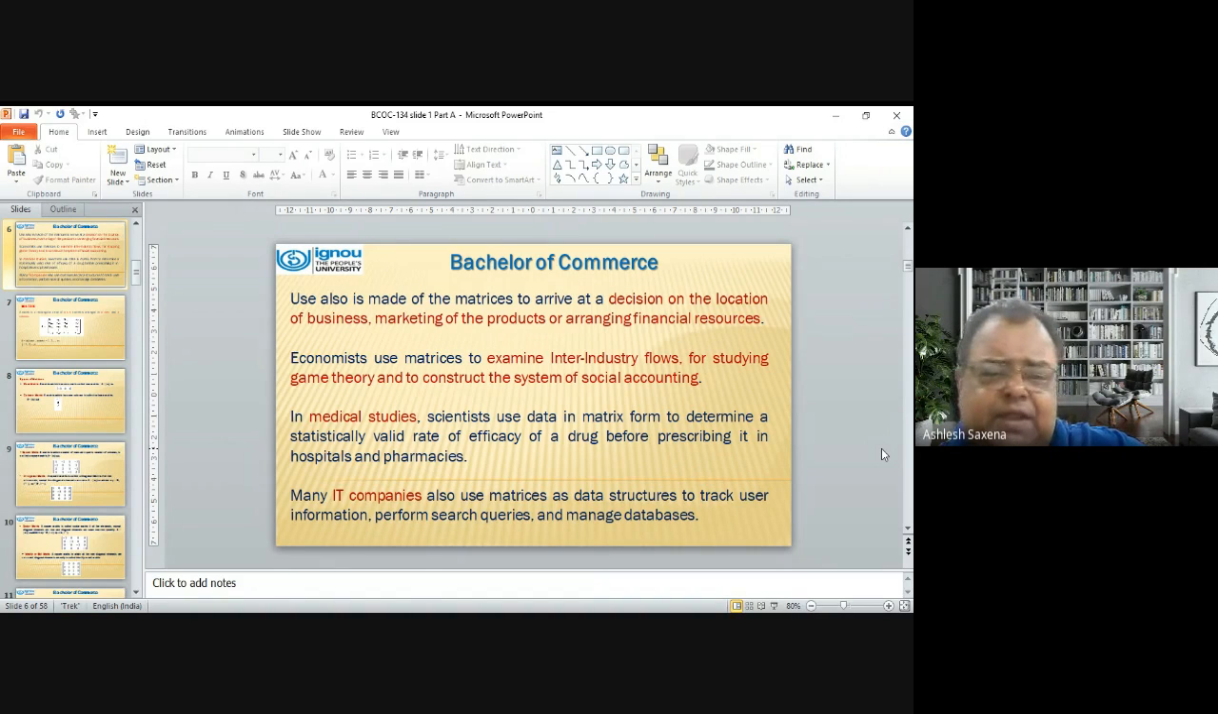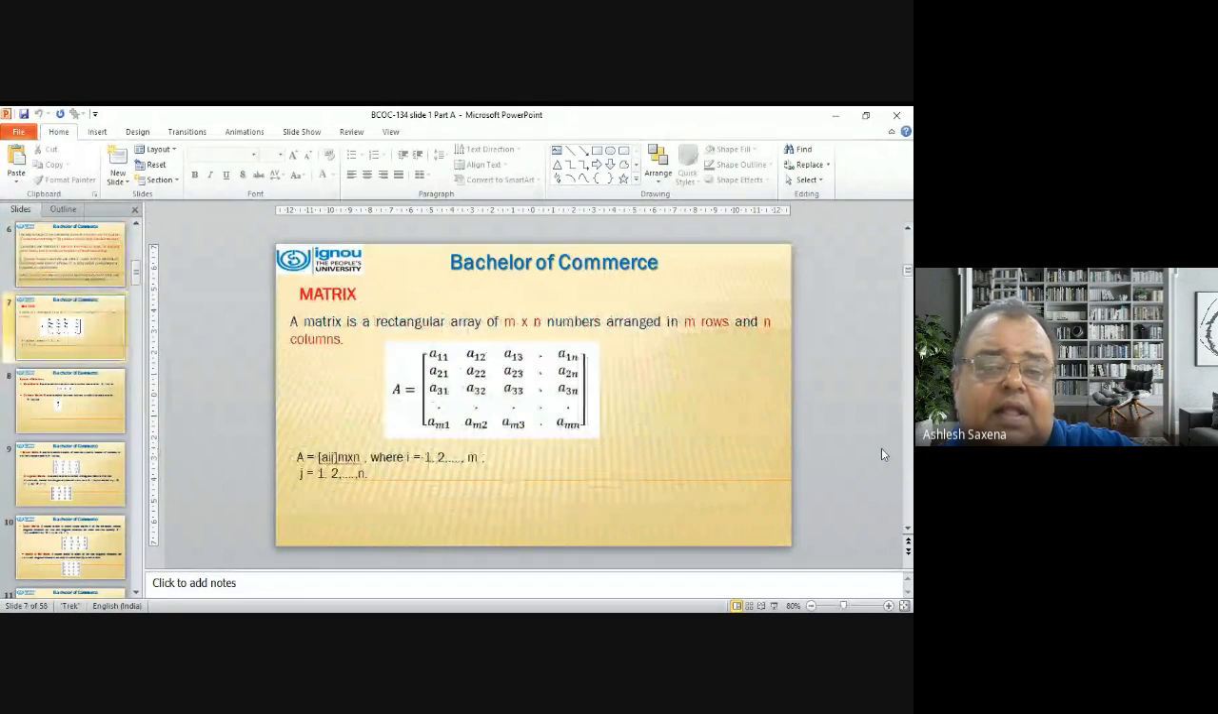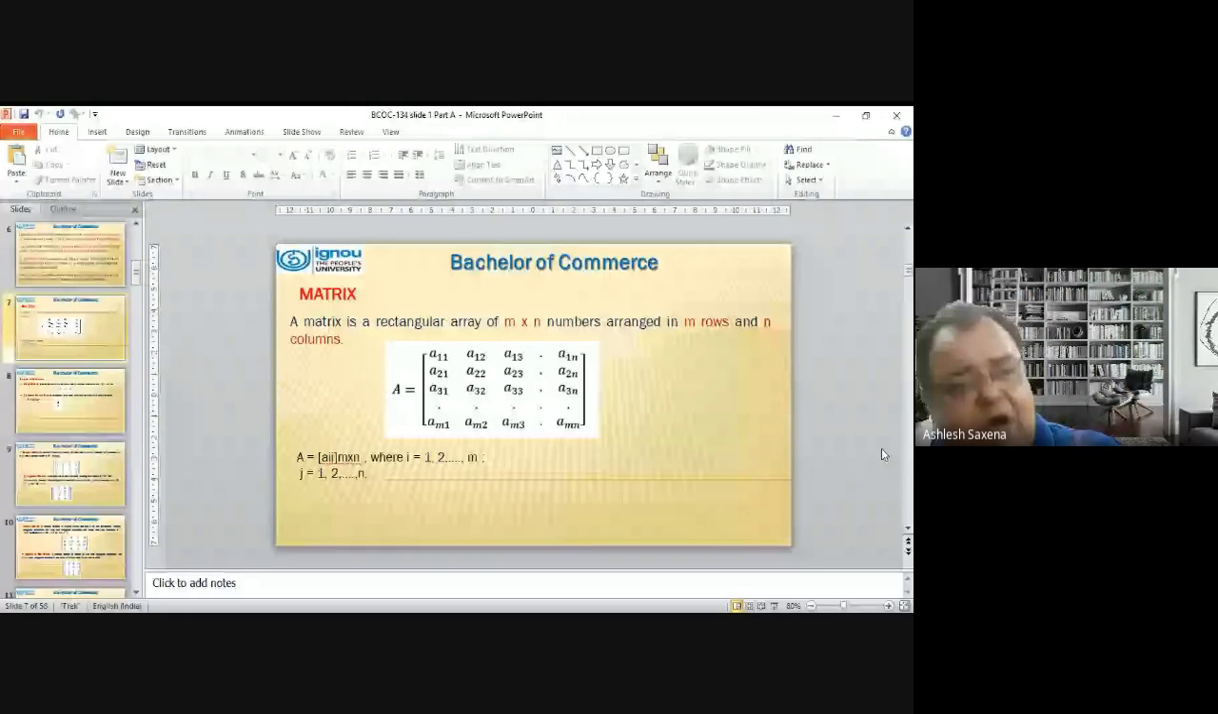Many IT companies also use matrices as data structures to track user information, perform search queries, and manage databases. Now, that was why we are studying matrices. Now the main part starts. What actually is a matrix?